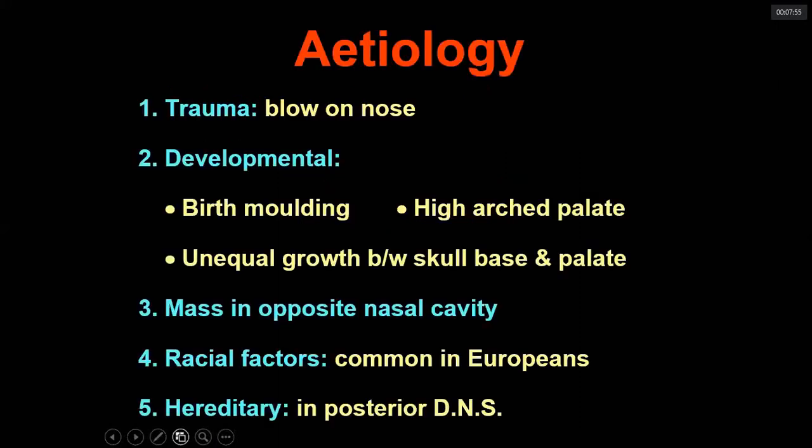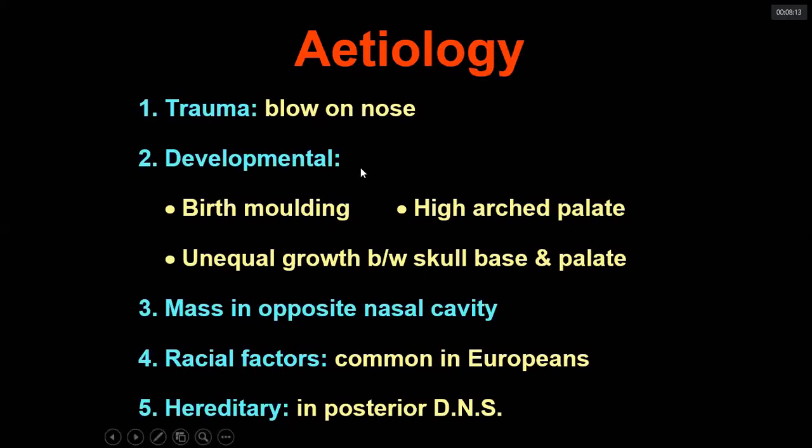Now, let us go to the diseases of the nasal septum. The deviated nasal septum. This is a very common condition, and in short form, this is known as DNS. But whenever you are asked to mention it, you always need to mention it in the full form, deviated nasal septum. So what causes deviated nasal septum? Trauma, very commonly. Any blow on the nose will cause the dislodging of the septal cartilage, and then there will be DNS.